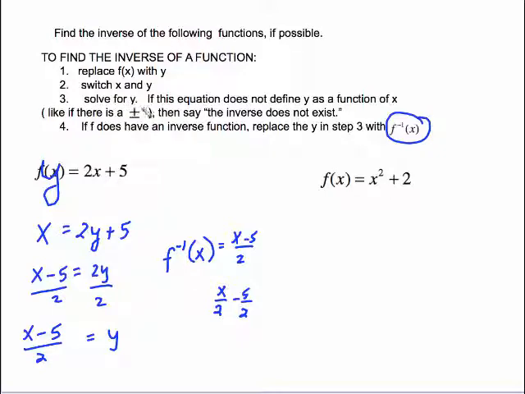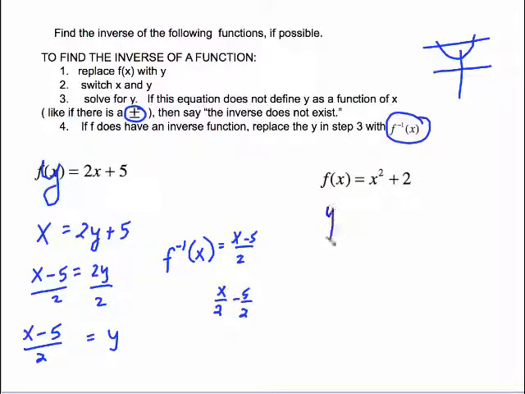When we solve for y, if you pick up a plus or minus in the solving, then the inverse does not exist. And the reason is this. X squared plus 2, I'll do it algebraically in a second, but x squared plus 2 is a parabola that's up here a little bit. It does not pass the horizontal line test. So this function has no inverse.